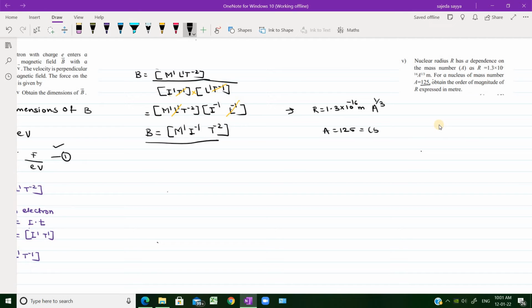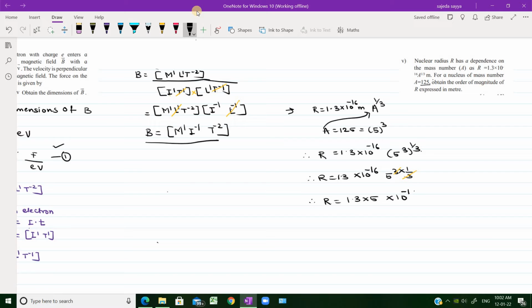It can also be expressed as cube of 5. Therefore, putting the value of A here, we get r is equal to 1.3 into 10 raised to minus 16 into 5 raised to 3 raised to 1 by 3. So, on simplifying, we get r is equal to 1.3 into 10 raised to minus 16 into 5 raised to 3 into 1 by 3. Therefore, this 3 into 1 by 3 will be cancelled. So this will become r is equal to 1.3 into 5 into 10 raised to minus 16. Therefore, on multiplying 1.3 by 5, we get 6.5 into 10 raised to minus 16.